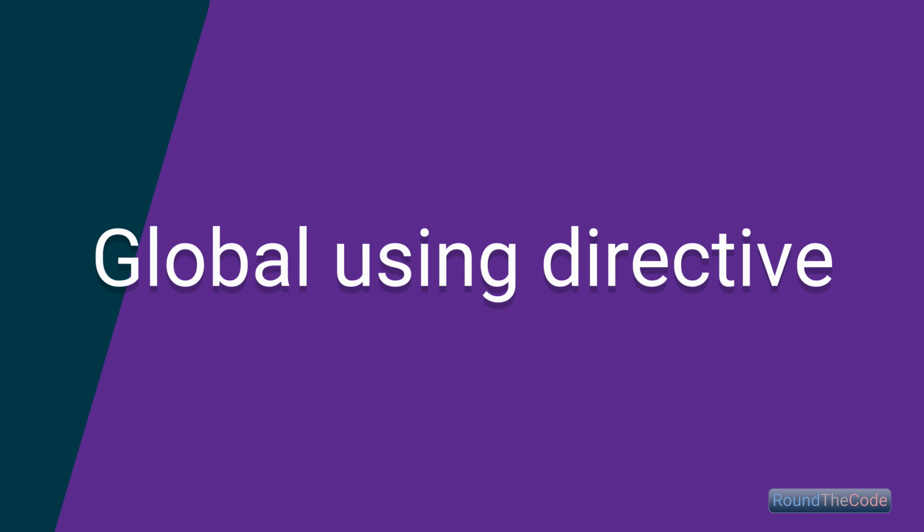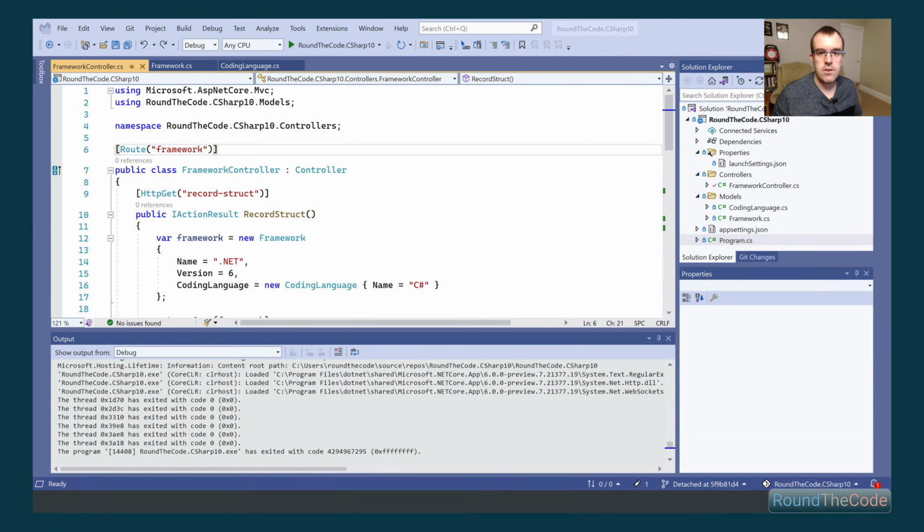Final feature we're going to have a look at is global using directive. Now, don't you just hate having to import the same namespaces for all the files in your application? Well, in C#10 you no longer have to do that. You can set them up globally and then they will automatically be imported into all the files in your application. And I'll show you how to do that.